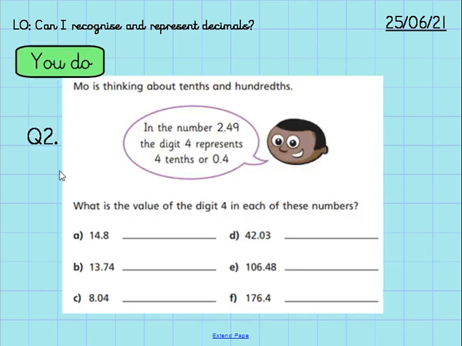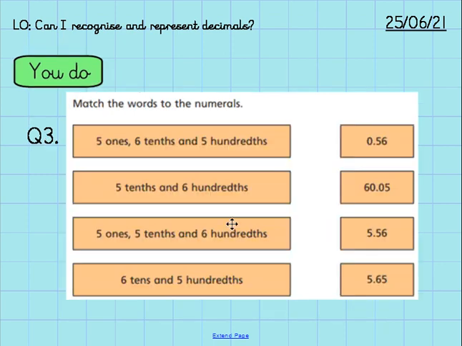And then your second question, so pause it and answer this one. The value of the 4 in each digit, so you need to have a look and see where the 4 is. In this one, it is actually 4, isn't it? We've got 4 ones, so it represents 4. But in this one, it's going to represent 40, isn't it? Because we've got 4 in the tens column. We know it's 40. You've then got to match these words with the number, and you'll need to write these out and then join them up.